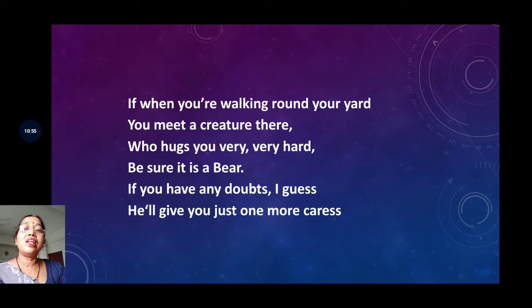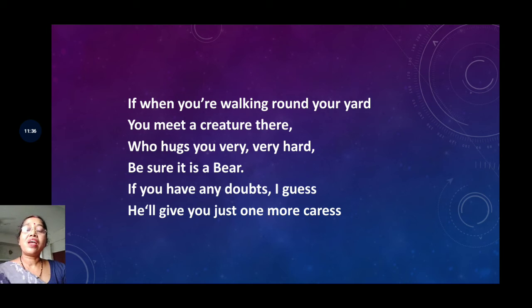And then in the next two lines, the poet contradicts herself. She says that if you have any doubts, if you are not sure whether that animal is a bear or not, he will give you just one more caress. Caress means a loving, soothing, gentle touch. So a bear, on the first occasion, gives a hug that is very hard, not soft, not gentle. And then on the second occasion, when you have a doubt, the bear gives you a very gentle, loving, soothing touch. So this contradiction is there.